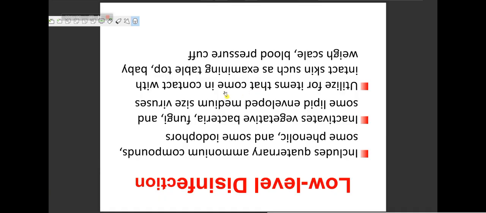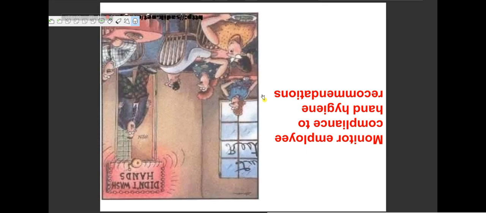Now low level disinfection includes quaternary ammonium compounds, some phenolics, and some iodophores, and it inactivates bacteria, fungi, and some lipid enveloped medium size viruses, right? It is utilized for items that come in contact with intact skin, such as examination tabletops, baby weight scales, blood pressure cuffs, all these.